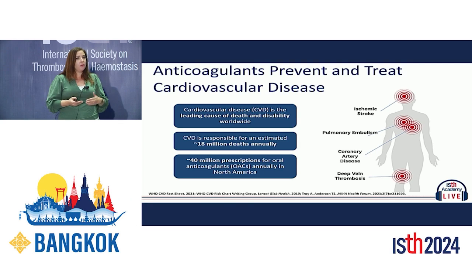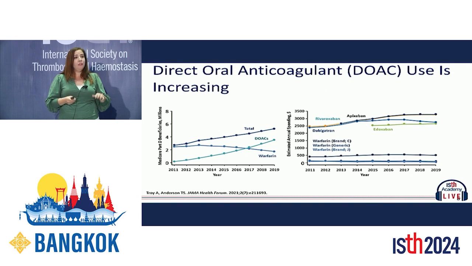In North America, which is where I live, there are 40 million prescriptions for oral anticoagulants, at least, probably more now, given every year to prevent and treat these diseases. And of course, direct oral anticoagulants, or DOACs, are increasingly used now, recommended by guidelines, preferred by patients and practitioners for the ease of use and a reduction in bleeding complications. And we're seeing now that the factor Xa inhibitors are increasing over the direct thrombin inhibitor like dabigatran and over warfarin, as you can see in these slides.